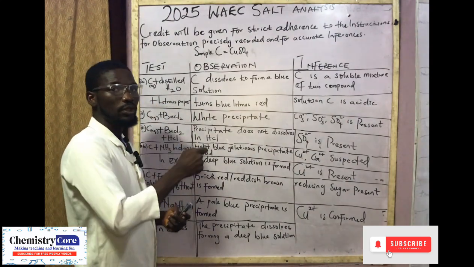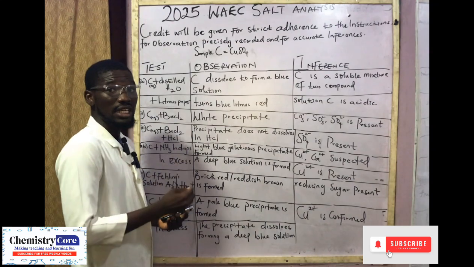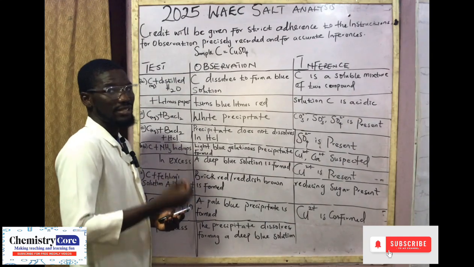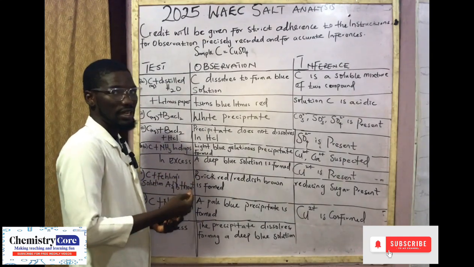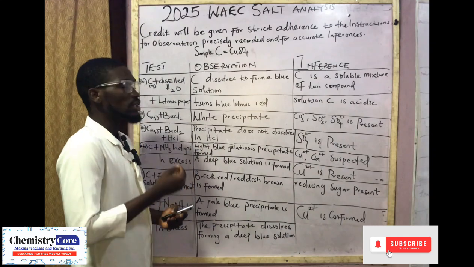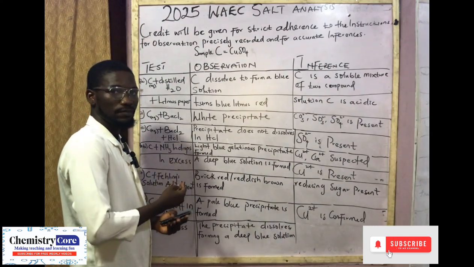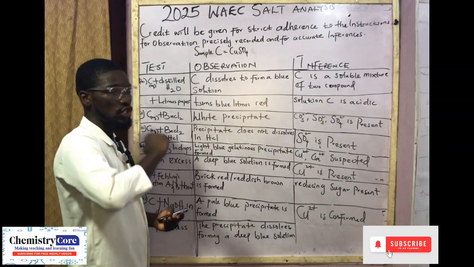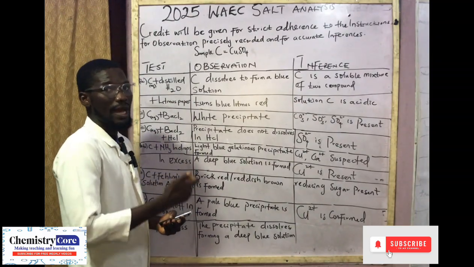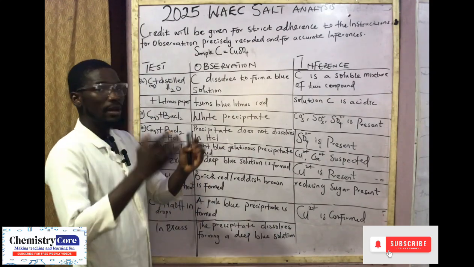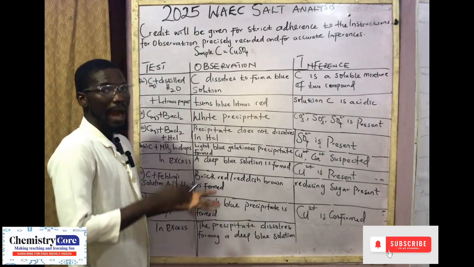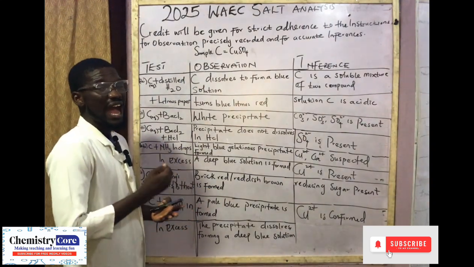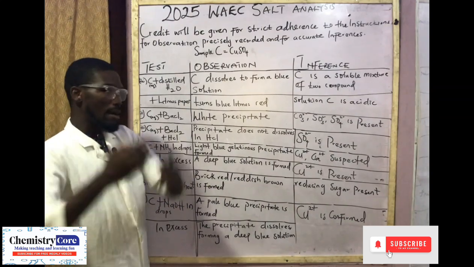So the second one is the second portion now, or still the first portion, since we have not discarded it yet. You can easily test your sample C plus distilled water with litmus paper. It will turn the blue litmus paper red. You all know that if blue litmus paper turns red, that is acidic. So sample C is acidic in nature. Among the reagents provided are barium chloride, ammonia, sodium hydroxide, Fehling solution A and B, as well as hydrochloric acid.